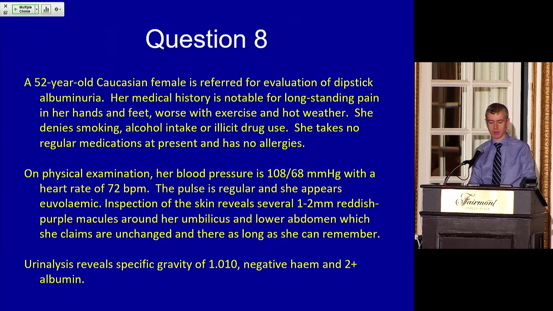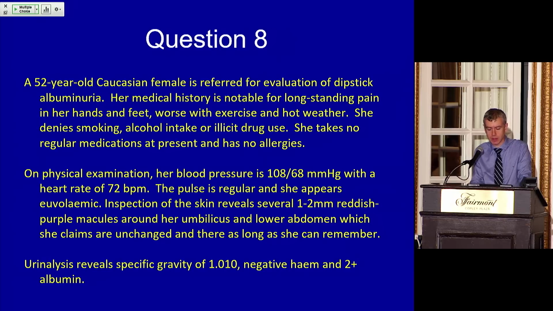Her medical history is notable for long-standing pain in her hands and feet, which is worse with exercise in hot weather. She denies smoking and alcohol intake or illicit drug use and takes no regular medications and has no allergies. Her blood pressure is 108 on 68, heart rate of 72, the pulse is regular and she appears euvolemic.